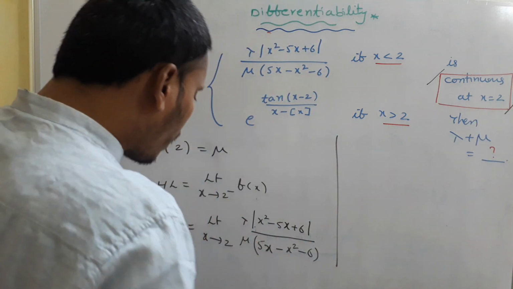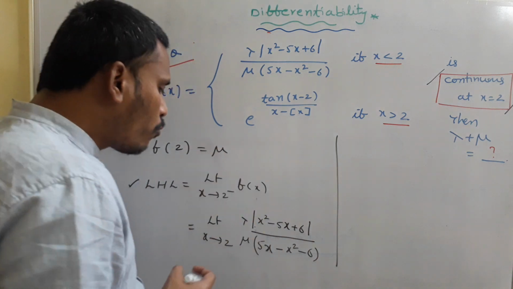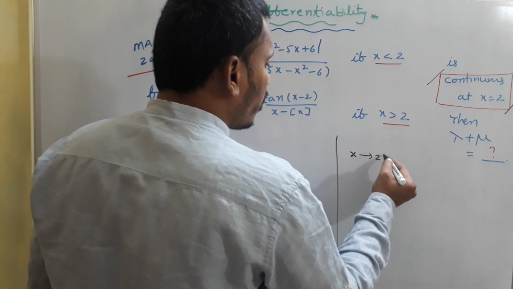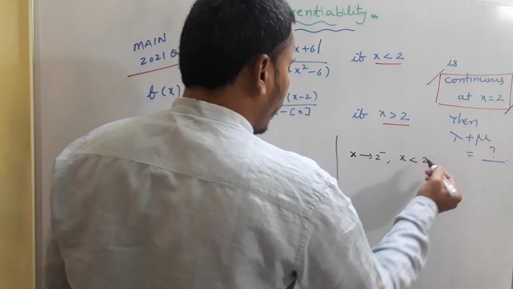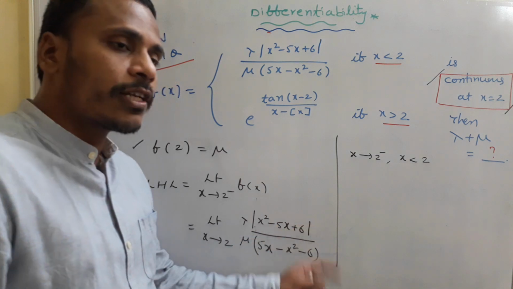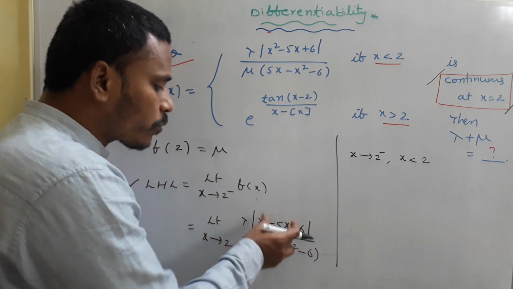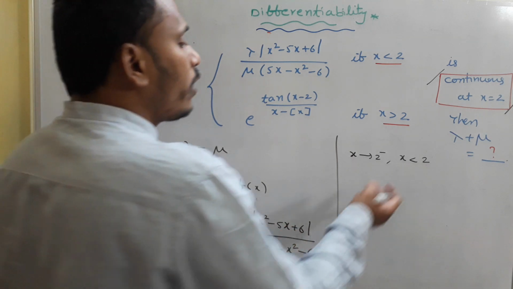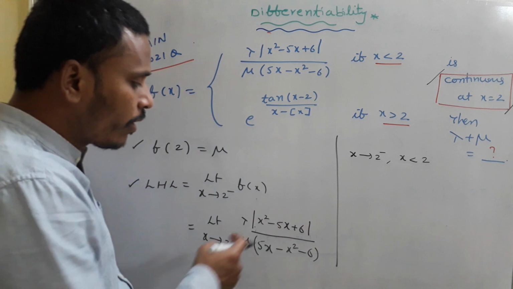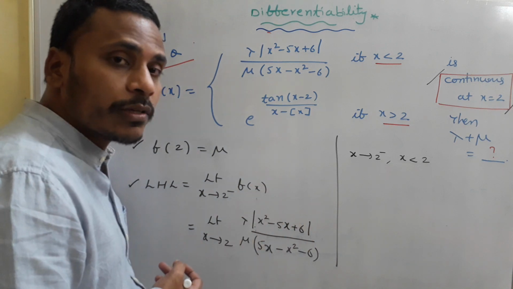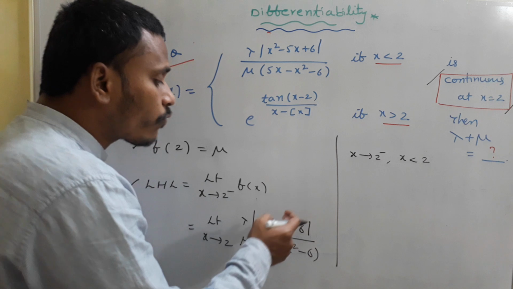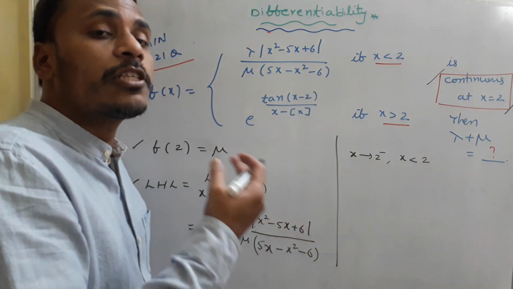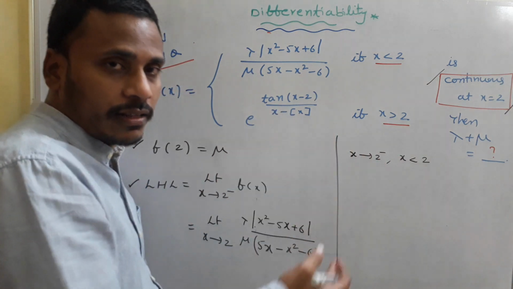Okay. Now here I have modulus. To remove modulus I need to think about x tending to 2 minus. As x is tending to 2 minus, we know that x is less than 2. x square minus 5x plus 6, if you factorize, is (x minus 2) into (x minus 3). If x value is a bit less than 2, then what to say about this x square minus 5x plus 6? It is negative in between 2 and 3, and it is positive if x is less than 2 and x is greater than 3.